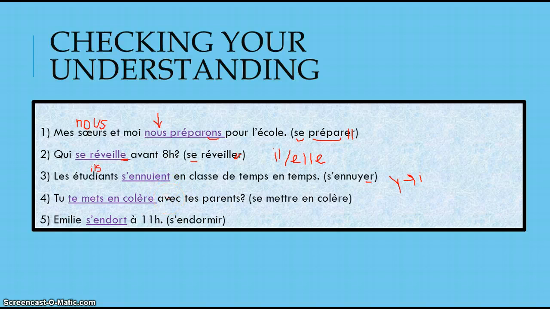And number 4, se mettre en colère was already conjugated for you earlier in the presentation. That was an irregular verb we just have to memorize. The same is true for s'endormir. That was already conjugated for you early in the presentation. Emily is the same thing as saying elle. It means Emily. And that was simply a memorized form.